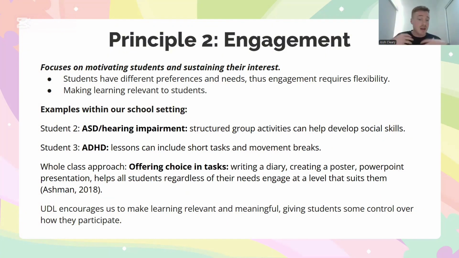For example, within our school setting, we have student 2 who had the ASD and hearing impairment. As we mentioned before, we had an IEP for this particular student and they wanted to work on their social skills. So structuring them in group activities can allow them to do that. And it might be with pairing someone they're comfortable with or putting them in a group that they feel comfortable within. Student 3, we have ADHD.